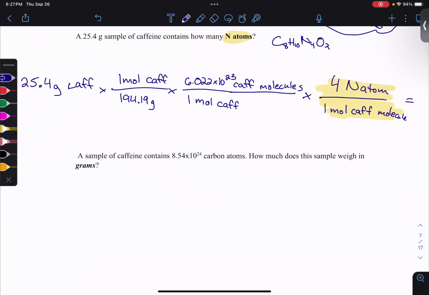So here I'm telling you, we have a sample that contains this many carbon atoms. How much does the sample weigh? So really what we're doing is the previous question, but backwards, all right? We are going to start with 8.54 times 10 to the 24 carbon atoms. Since I want to get to a gram amount, I'm going to convert this to a mole amount using Avogadro's number. So 6.022 times 10 to the 23 atoms, in this case carbon, is 1 mole. So this allowed me to convert this to moles of carbon, all right? Moles of carbon.